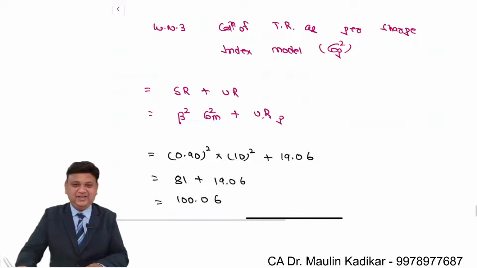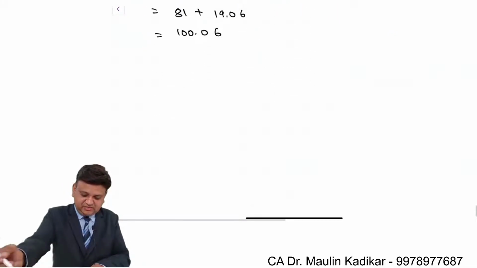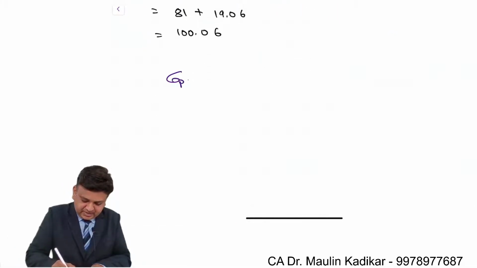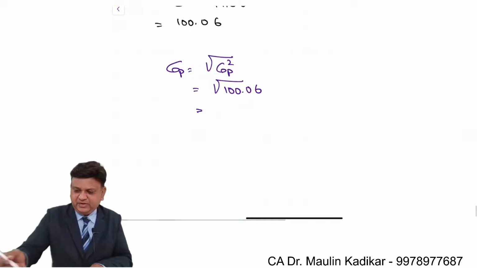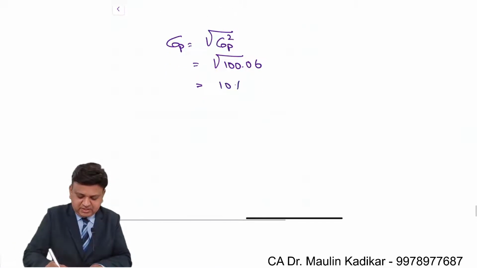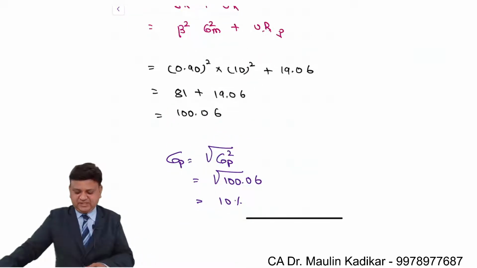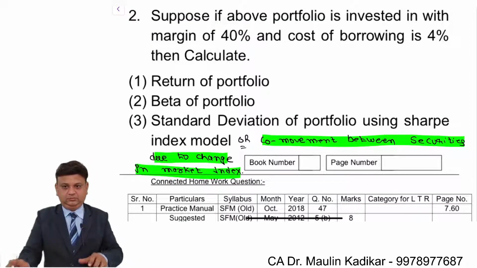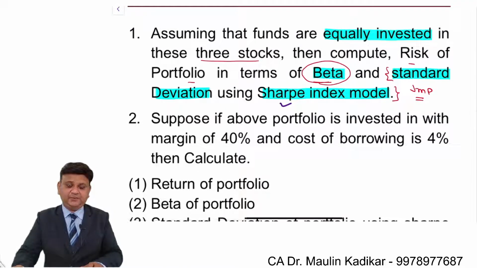Okay. Once we have computed the variance, calculation of the standard deviation is extremely simple. Standard deviation of portfolio is the square root of the variance of portfolio. So it is the square root of 100.06 and it would be very near to 10. Yes, it is 10 percentage. It is 10.0029, but we are just ignoring that, and it is 10 percentage. So we have completed the first part of the question.